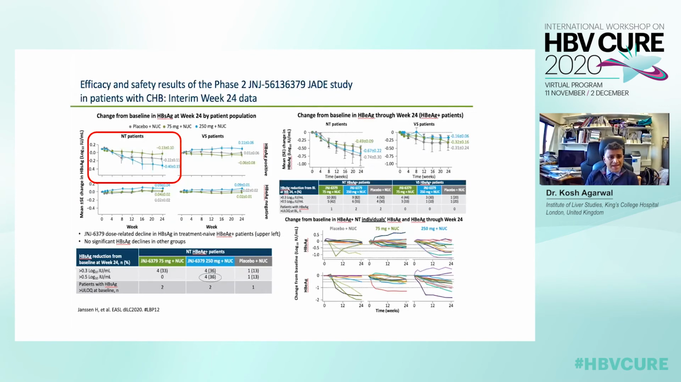Going back to the data, we can see that surface antigen in the e-antigen positive treated patients decreased a reasonable amount in the higher dose, but really did not seem to move at all in the virologically suppressed e antigen positive patients and the e antigen negative patients across the board.